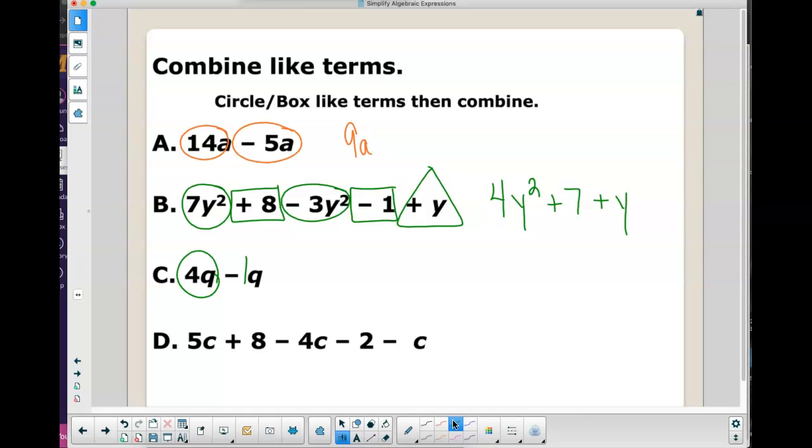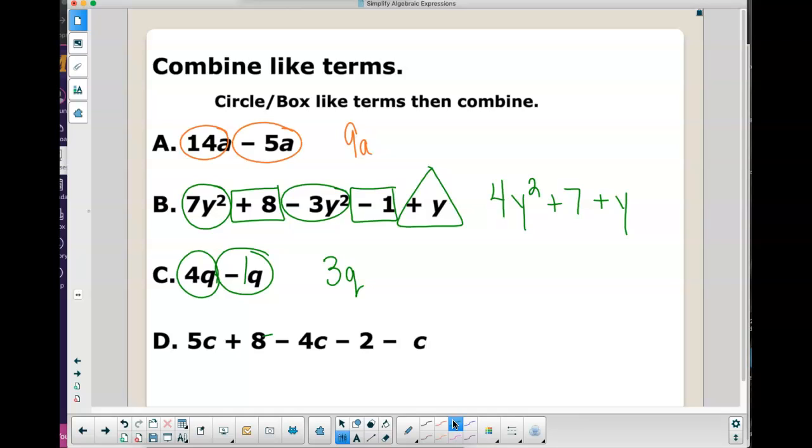Should that be circled? Actually, yeah. It has a Q just like the first one. Right? It's a Q and a Q. So we're going to circle the minus 1Q. What's 4Q minus 1Q? 3Q. So we're done. It's just 3Q. So far, so good?